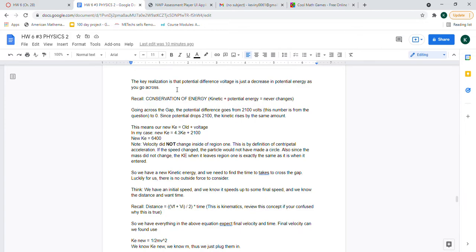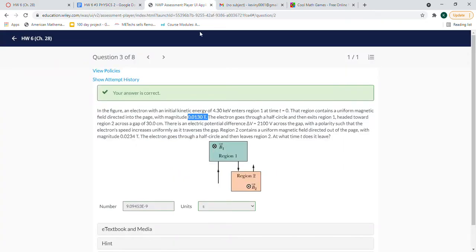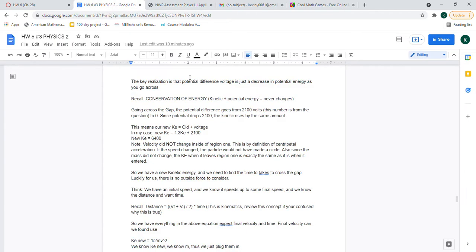The key realization here, this is actually mostly a physics 1 concept, is that the potential difference in voltage is really just a decrease in potential energy. Just think of it like that. And recall conservation of energy: kinetic energy plus potential energy doesn't change. So when you go across the gap, the potential difference goes from 2,100 volts, this is just given to you right here, this is probably different for you, and it goes down to 0. So the potential goes down by that much.